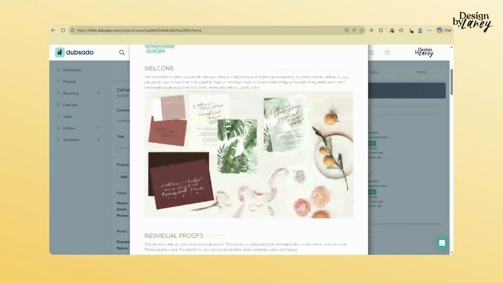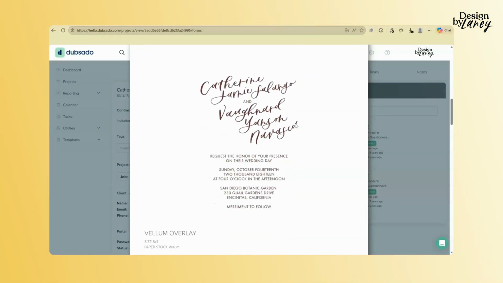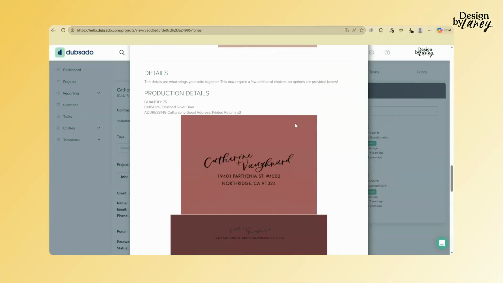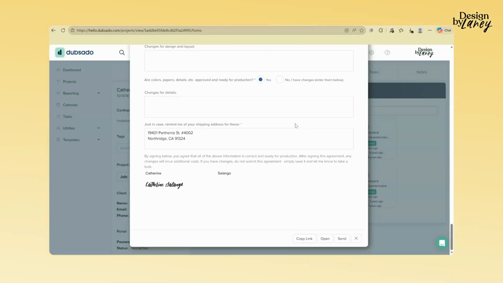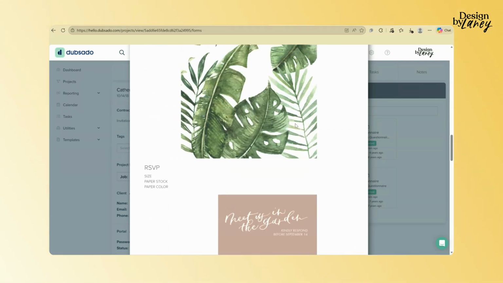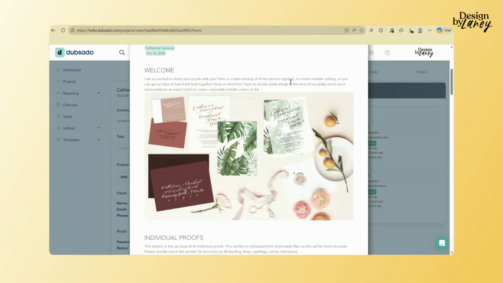These proofs are also in Dubsado. I have another video about how I set these up, but we have the mock-up at the top, all of the individual pieces below with all the information that they need, and then there's form fields at the bottom where they can submit feedback and revisions for the next round.